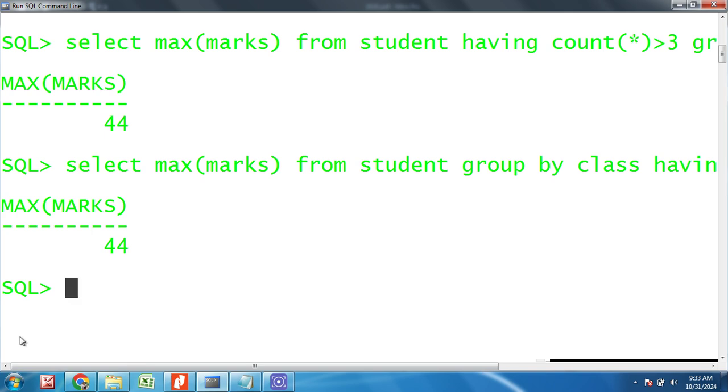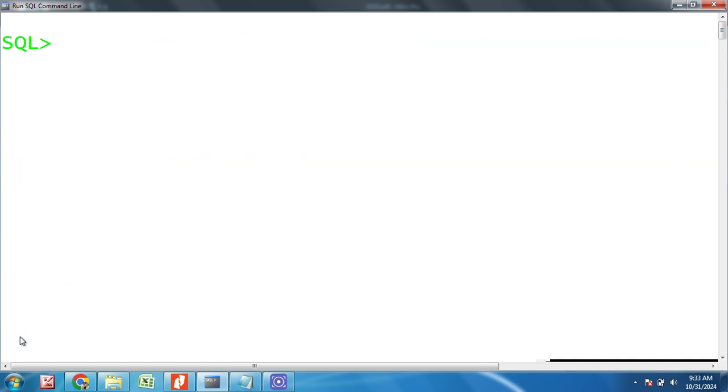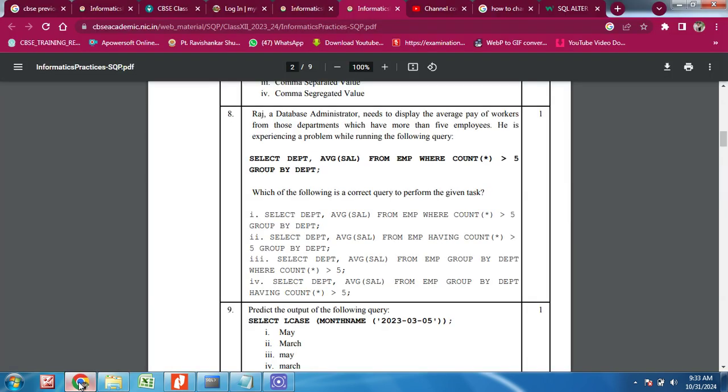Now just clear the screen and look at the sample question of CBSE. This is the sample question paper of CBSE. Question number 8: Raj, a database administrator, needs to display the average pay of workers from the department which has more than 5 employees. He is experiencing a problem while running the following query.